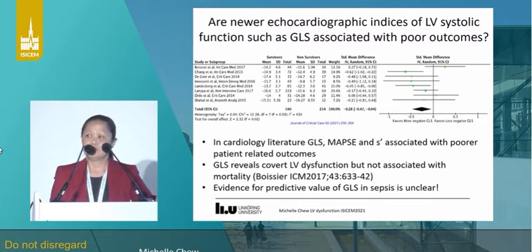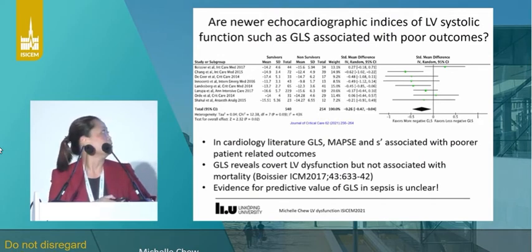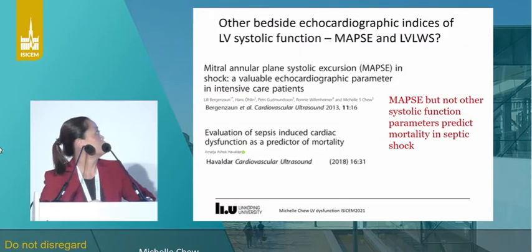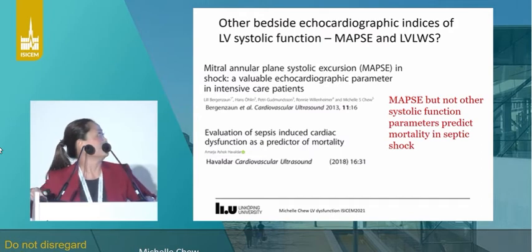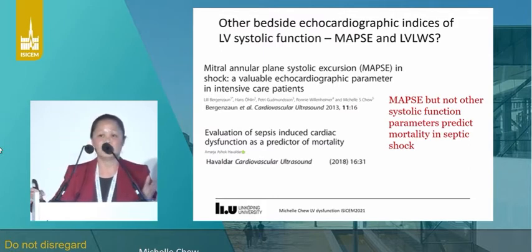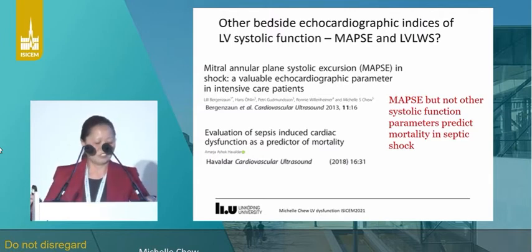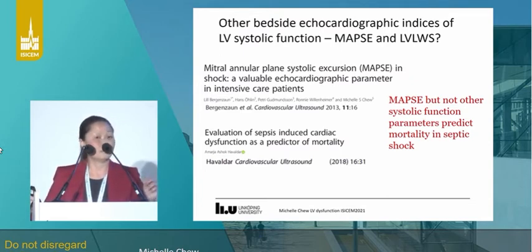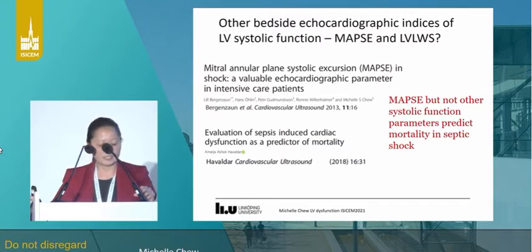Now, I just want to mention a couple of new variables, and that is the MAPSE, the mitral annular plane systolic excursion, as well as this index, the LVLWS. So left ventricular longitudinal wall shortening, which is just the MAPSE normalized to the left ventricular length. Now, like GLS, these indices are thought to be more sensitive for the detection of subclinical left ventricular myocardial dysfunction.